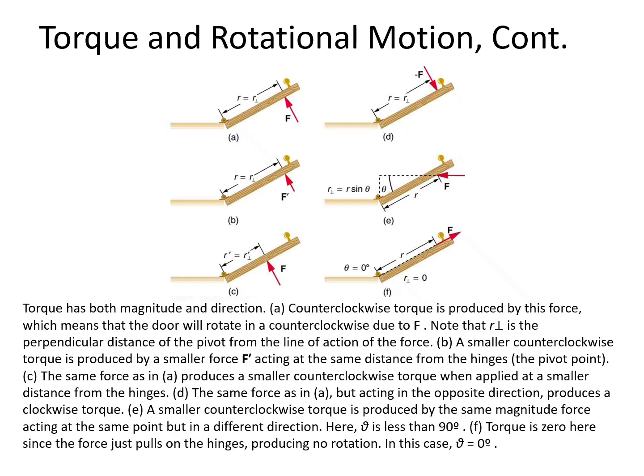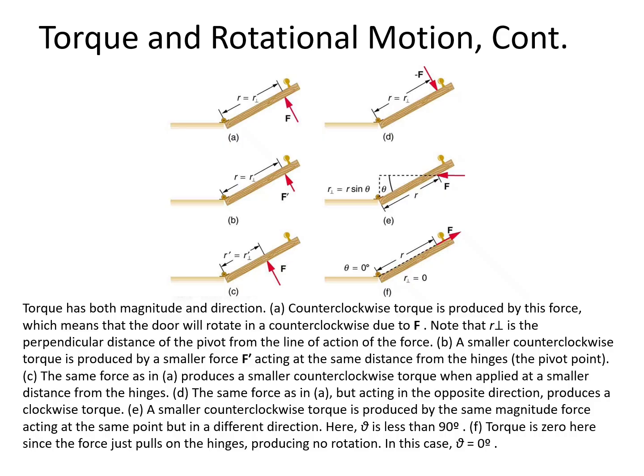A force that tends to rotate the door counterclockwise produces counterclockwise torque. A smaller force at the same distance produces a smaller torque. The same force applied closer to the hinge also produces a smaller torque because the lever arm is shorter. If the force acts in the opposite direction, the door tends to rotate clockwise instead. So torque has direction, clockwise or counterclockwise.